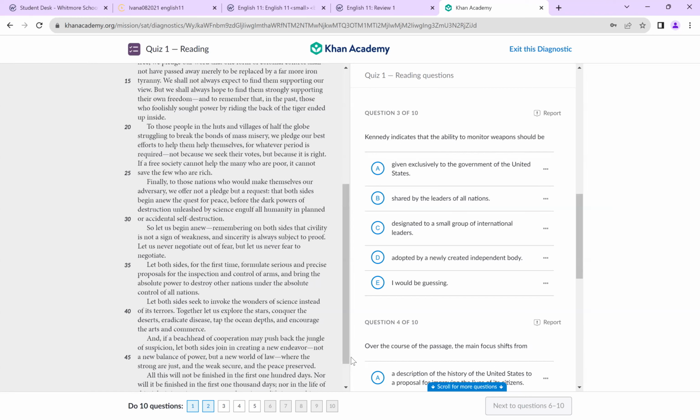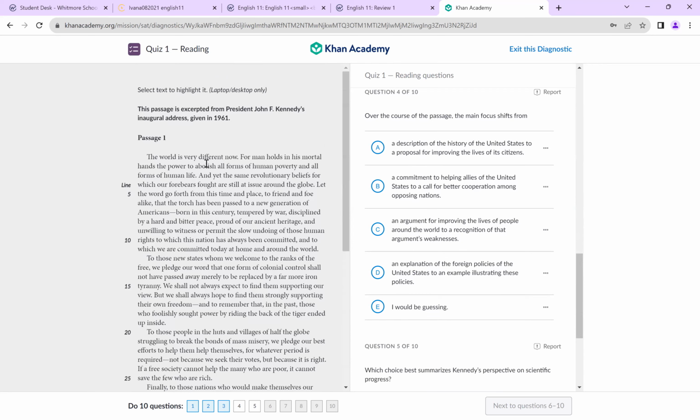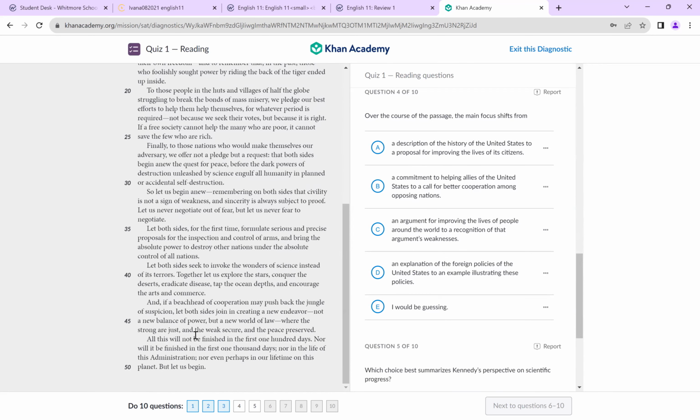I would say B. All right, over the course of the passage, the main focus shifts from. It's kind of like, what's going on in the beginning to what's going on here at the end? There is a distinct change. It kind of refers to the themes, what the theme is of the passage. And keep in mind, it's saying shifts from. So this is what it's asking: what was the initial focus?